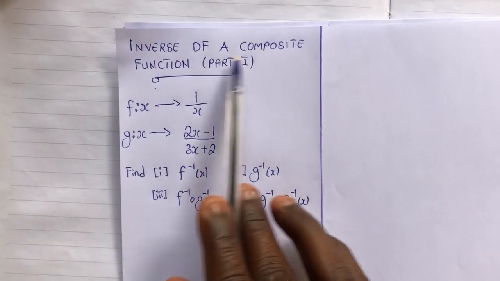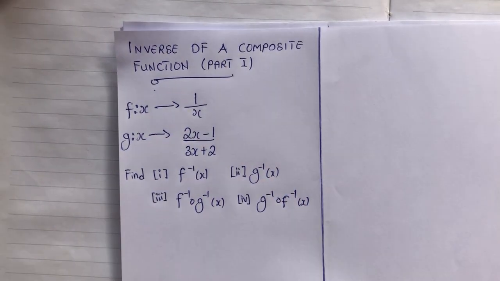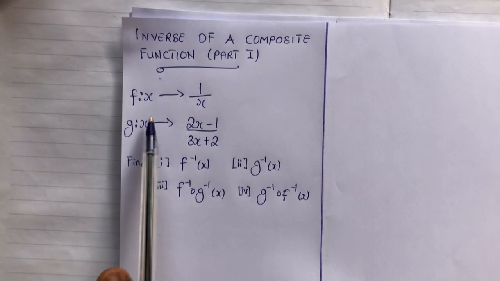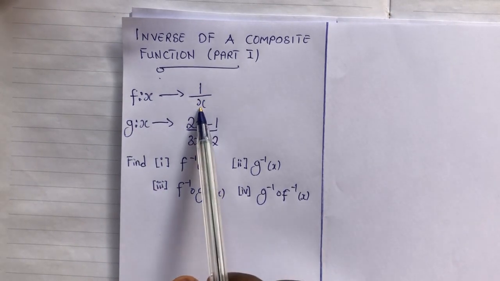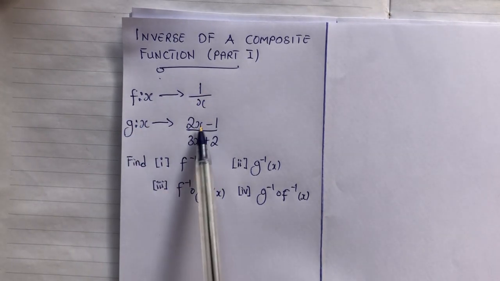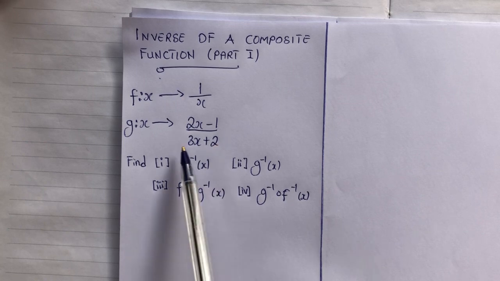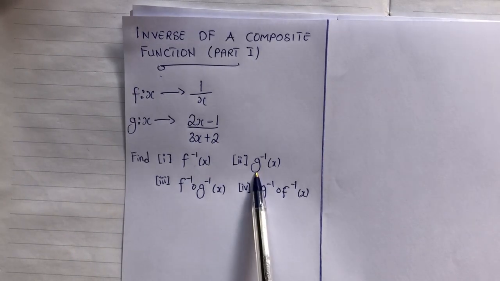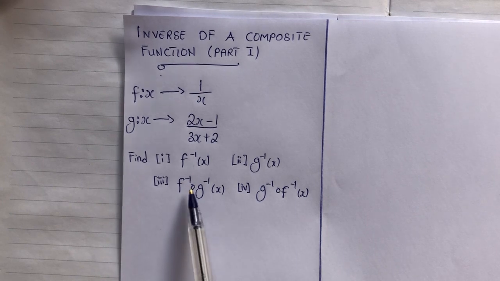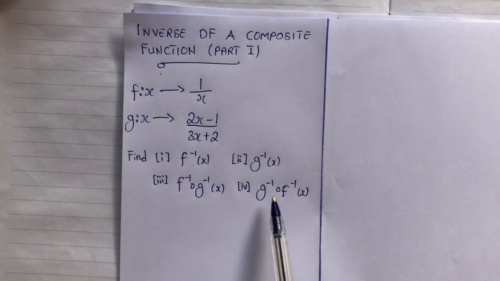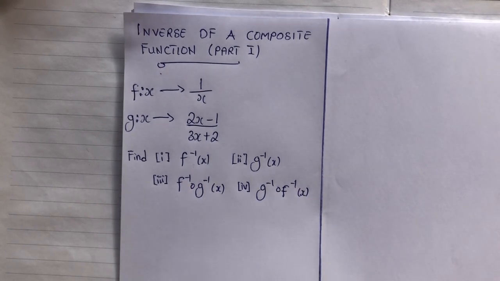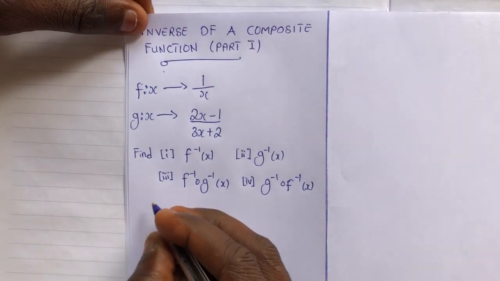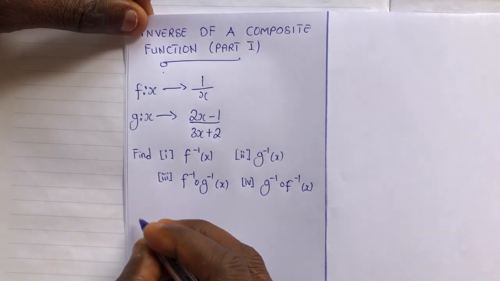We have here the inverse of a composite function. So we have f of x equals 1 out of x. g is x mapping to 2x minus 1 out of 3x plus 2. We are told to find the inverse of f, the inverse of g, the f inverse composite g inverse of x, and then g inverse of what? x.